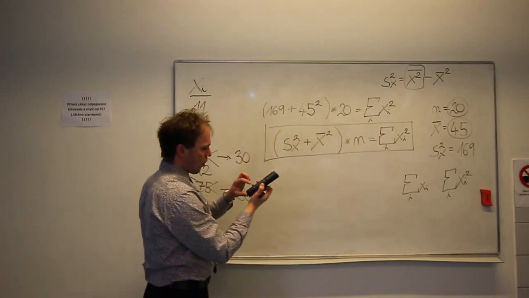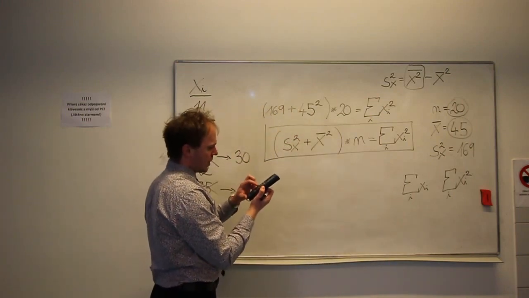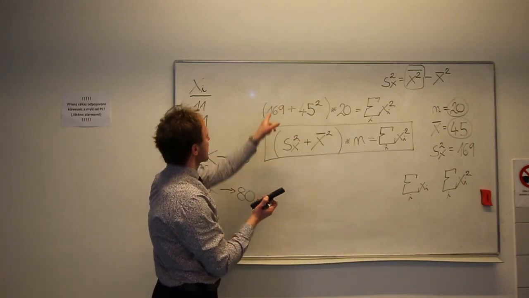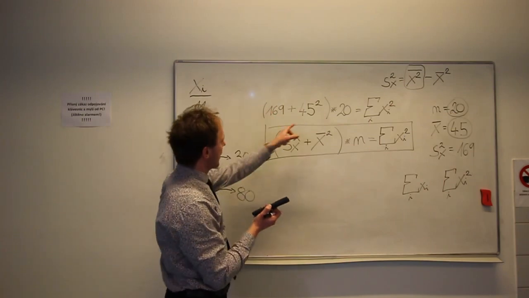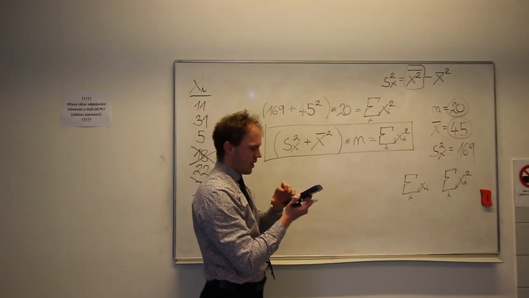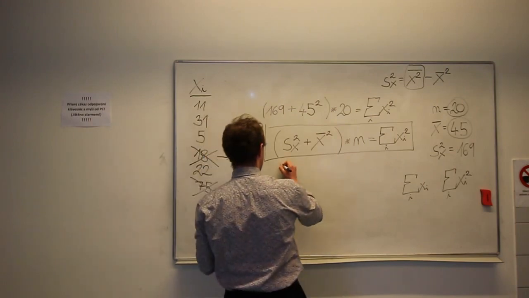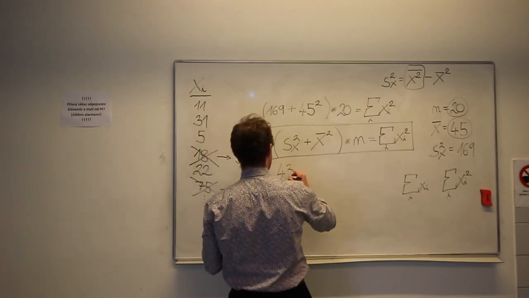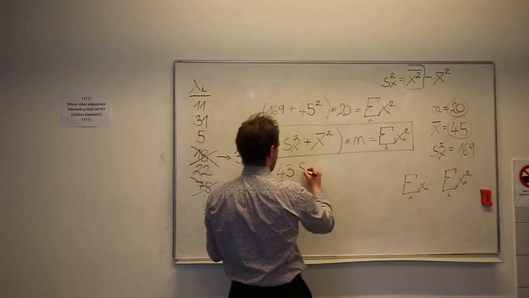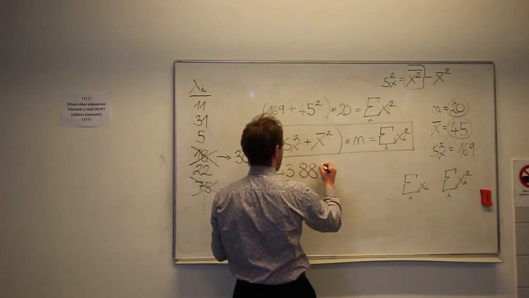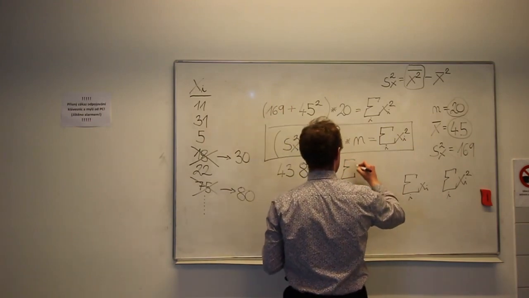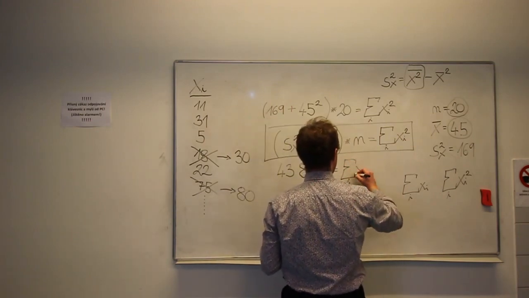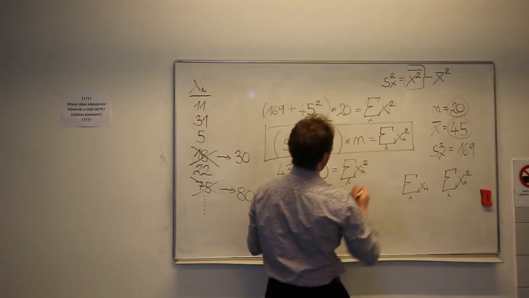Okay, so 45 squared plus 169, multiplication 20, and the result is 43,880. So this is the summation through all i of x i squared.